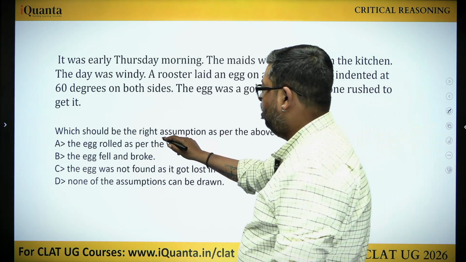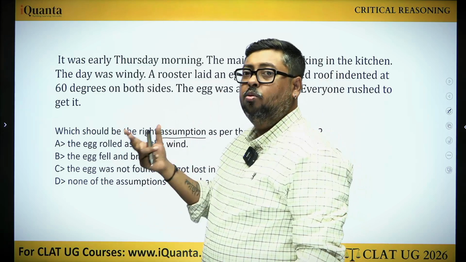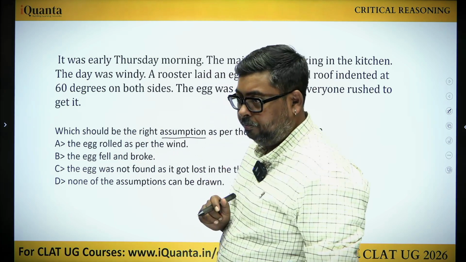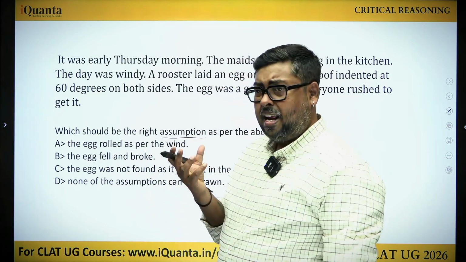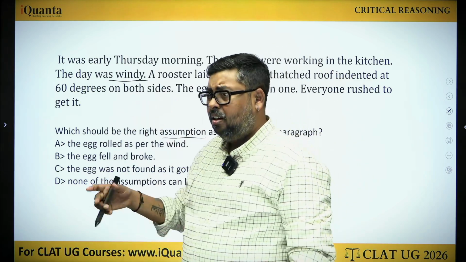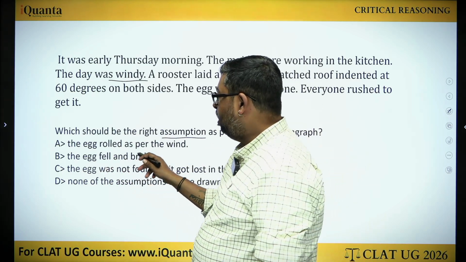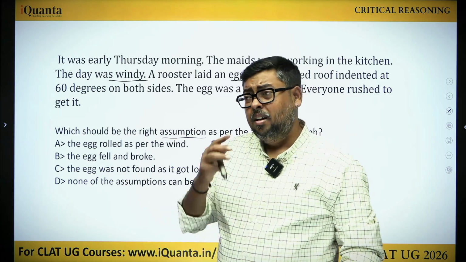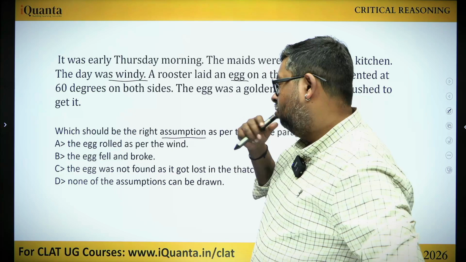So they are talking about your assumption, what you understand. What things can you deduce or assume from here? A: The egg rolled as per the wind. Yeah, definitely, that's a logical thing. Why? It's an egg and it was windy, as it says, so the egg can actually roll here and there because of the wind. Okay, I'll take that. B: The egg fell and broke. Even this is right, I can assume this. Why? Because it's an egg, and if it falls, definitely it breaks. So this is also working.